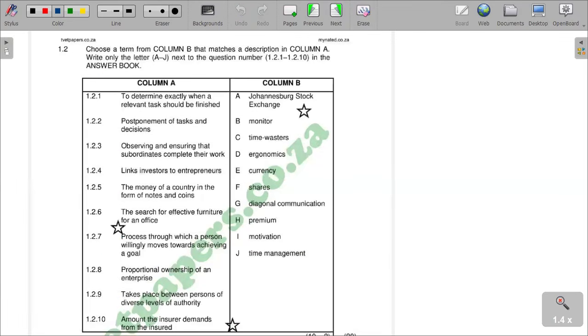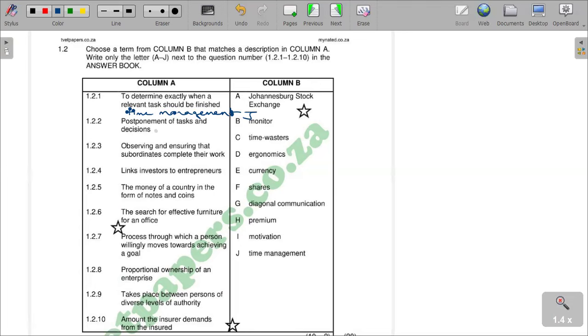Let's move on to question 1.2. Choose a term from column B that matches a term in column A. Write only the letter A to J next to the question number. 1.21, to determine exactly when a relevant task should be finished. That's what you call time management, which is J.